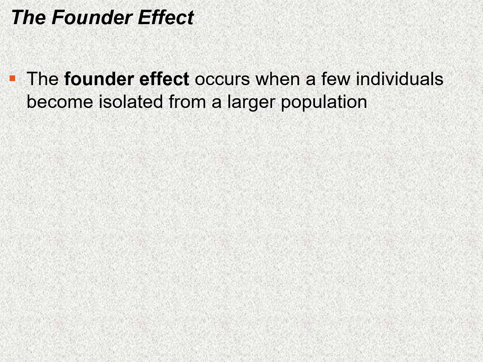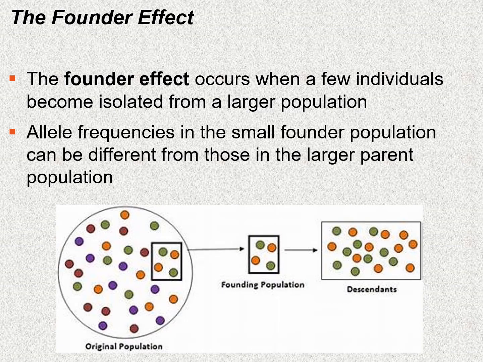All right, so the founder effect and the bottleneck effect are closely related to genetic drift, okay, because we're dealing with small populations here. Now, the founder effect occurs when a few individuals become isolated from a larger population. So they still exist in the larger population, but they're not mating randomly with anybody in the larger population as a whole. Okay, so what happens here is the allele frequencies in the smaller population, which is called the founder population, will change and be different than the original population.